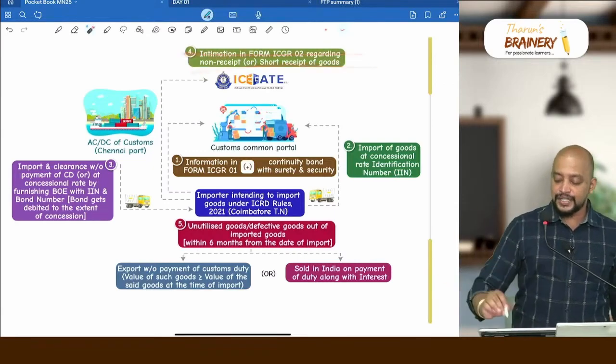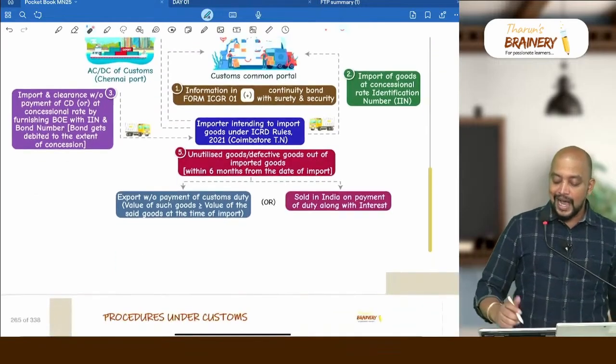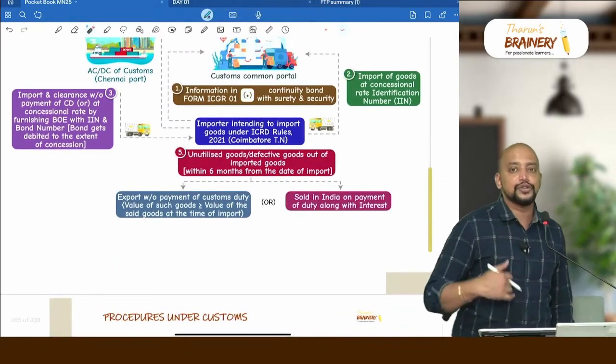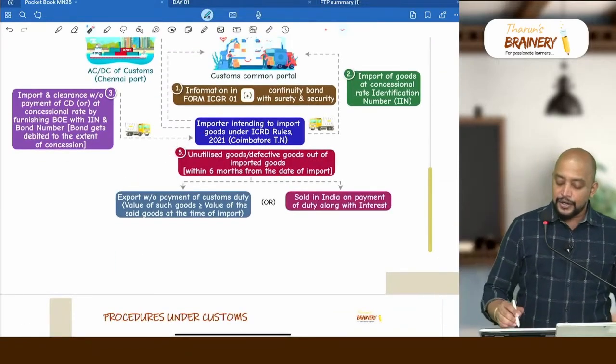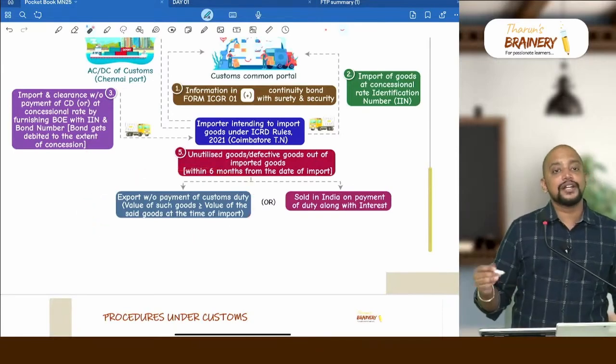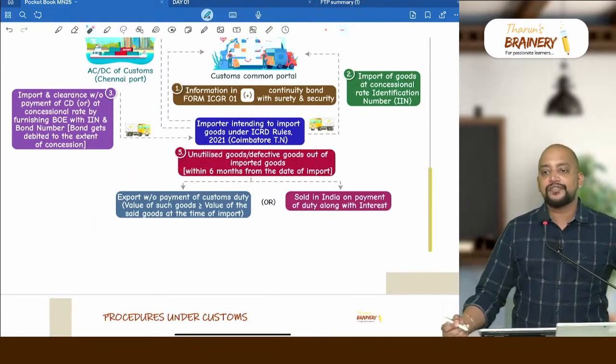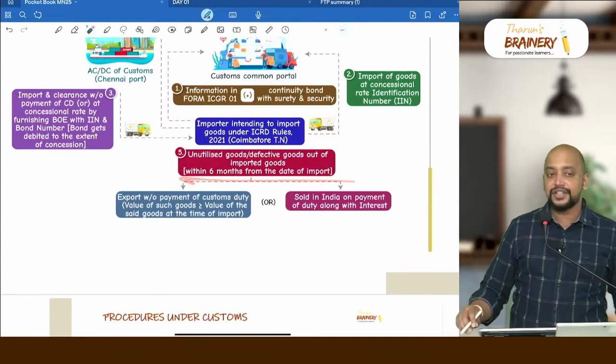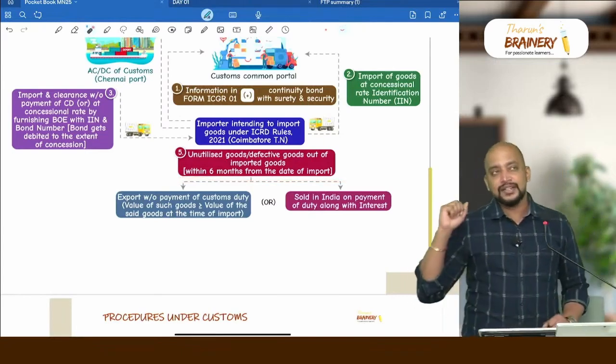Intimation regarding non-receipt or short receipt of the goods, and unutilized goods or defective goods needs to be either exported without payment of customs duty, or it can be sold in India upon payment of customs duty. What is the time limit within which they need to do that? Within 6 months. Now concentrate.